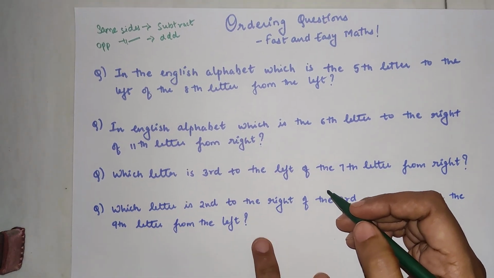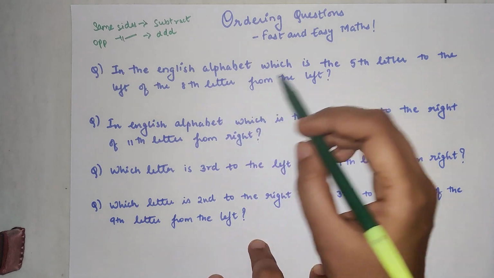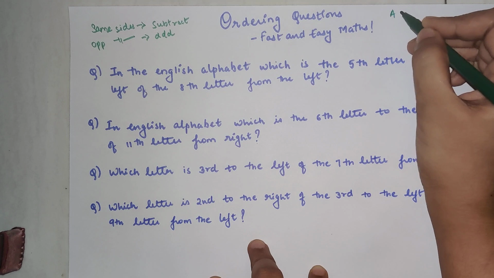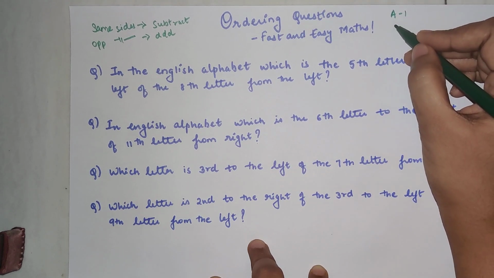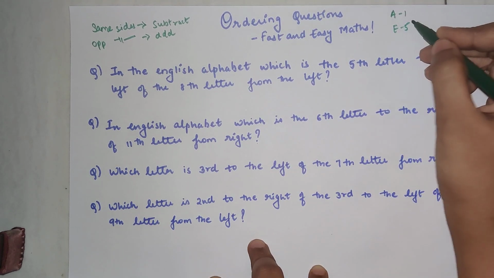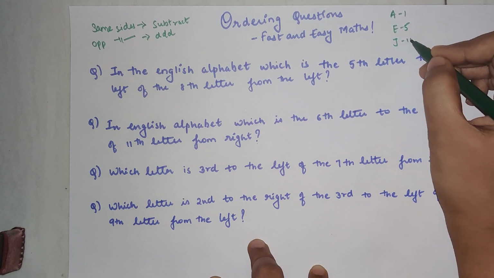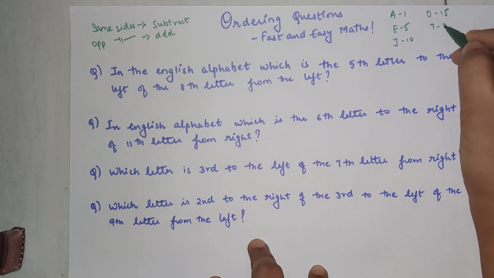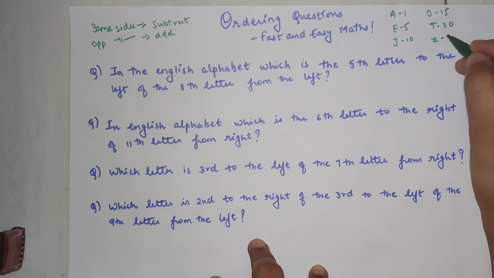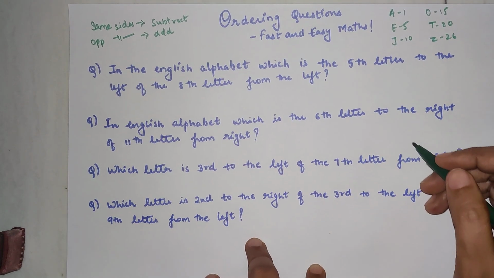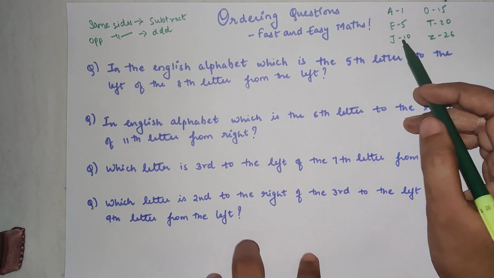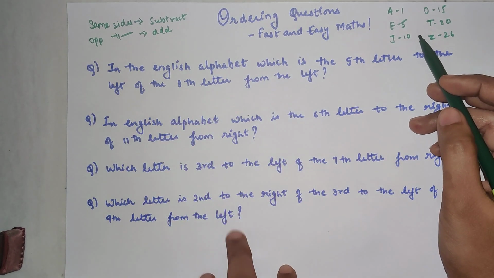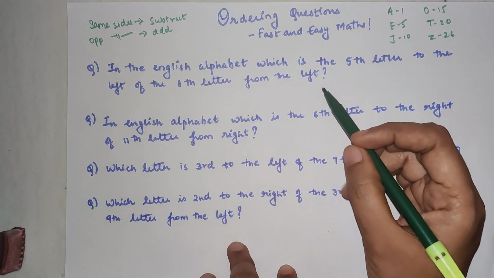Like always in any alphabetical series question, you need to remember that A is the first letter, E will be your 5th letter, J is your 10th letter, O is your 15th letter, T is your 20th letter, and Z is your 26th letter. Why am I saying this? Because this will really help you to find the actual alphabet at that particular position. So now let's start with the first question.